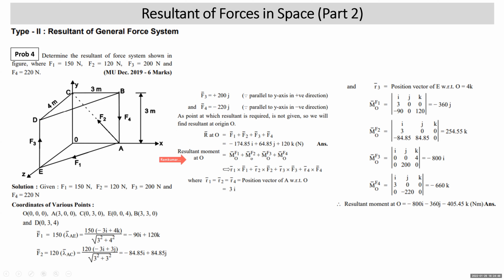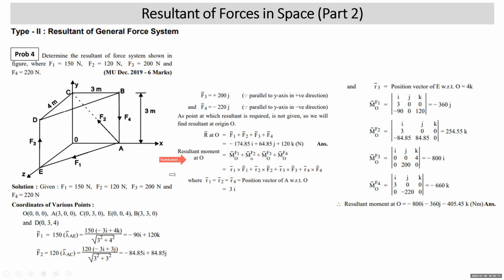Resultant moment at O is what? Sigma moment of F1 about O plus moment of F2 about O plus moment of F3 about O plus moment of F4 about O. Or you can call it sigma MO also. None of the forces is passing through the origin, so all the forces will generate a moment about O. Moment of F1 about O, R1 cross F1. Moment of F2 about O, R2 cross F2. Moment of F3 about O, R3 cross F3. Moment of F4 about O is R4 cross F4.